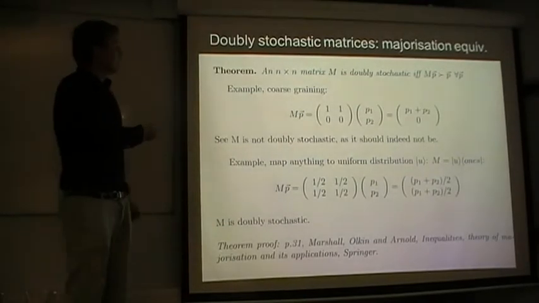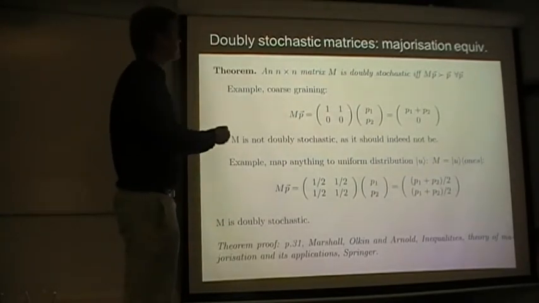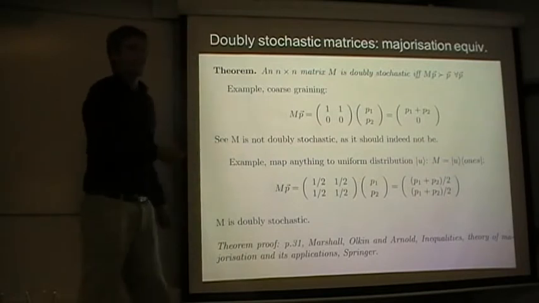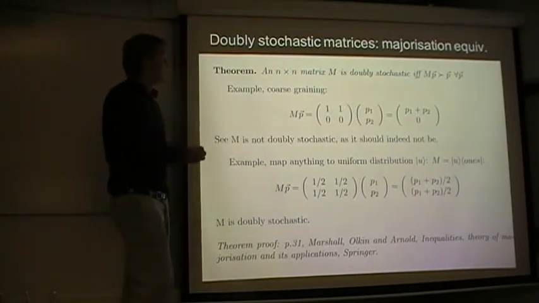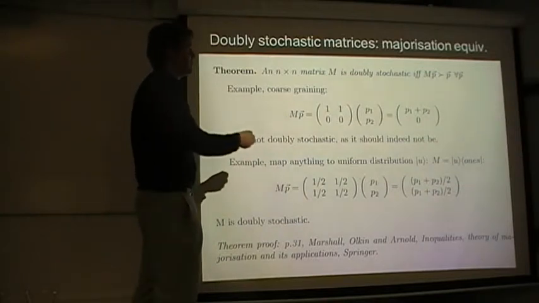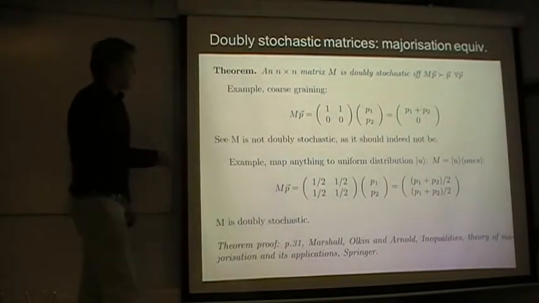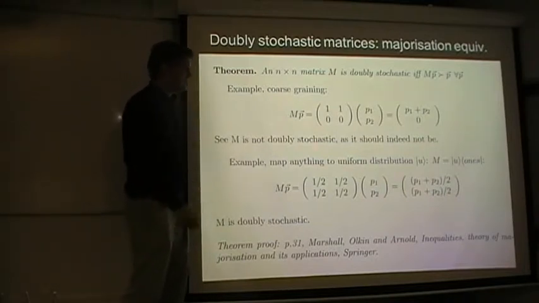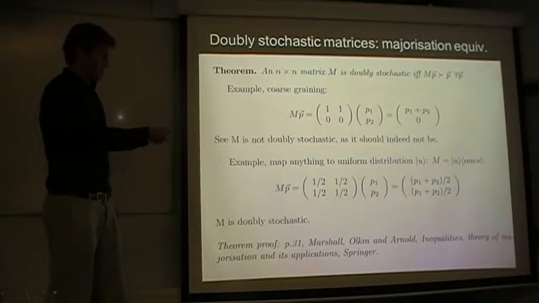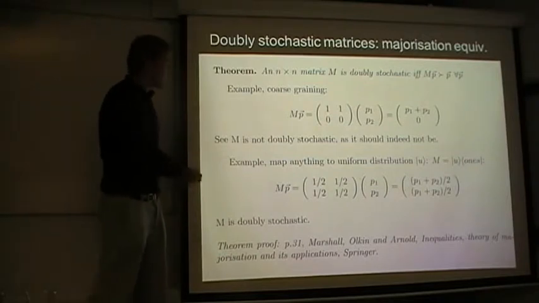So one is coarse graining. We talked about that the other day, right? This is something that's not going to give you a more random distribution in general. It just gives me this. And as you might expect, M is not doubly stochastic, the M that does that. You see the rows don't sum to 1.